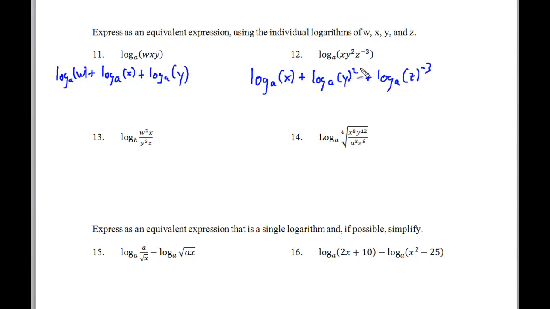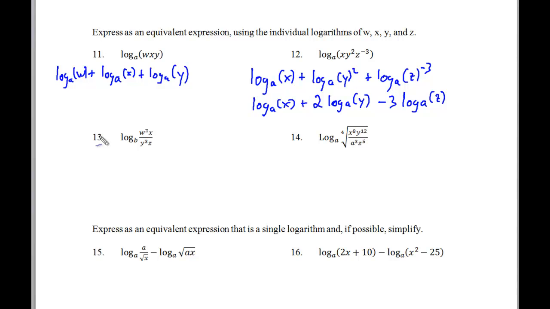Now you'll note that I wrote my little exponents on the outside of these parentheses because I can take this problem one more step. Because of the power rule, I can take the 2 and the negative 3 and move those up front. So log base a of x plus 2 times log base a of y minus 3, or plus negative 3 if you're so inclined, log base a of z.